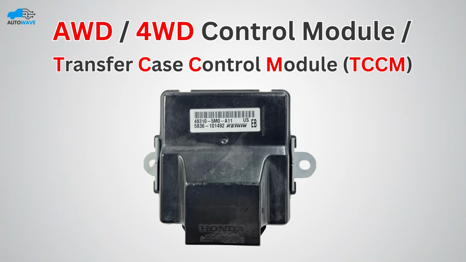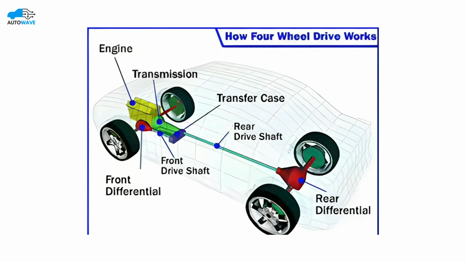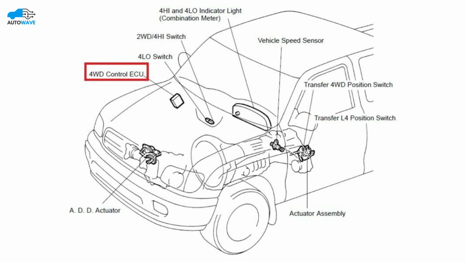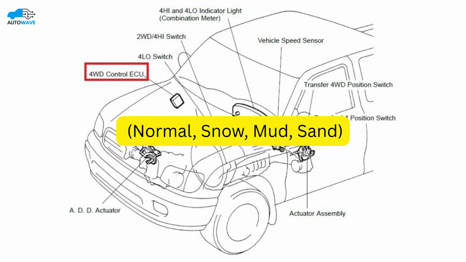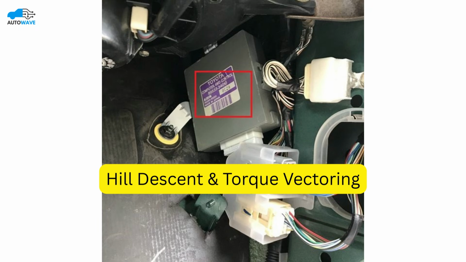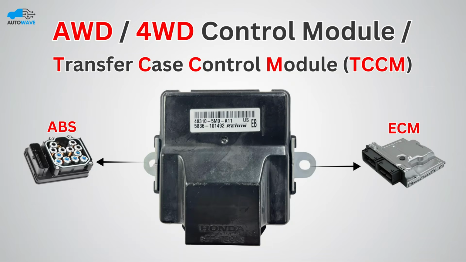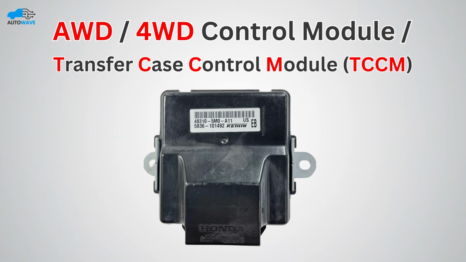All-wheel drive, AWD, or four-wheel drive, 4WD, control module, also called Transfer Case Control Module, TCCM, controls all functions of the all-wheel drive or four-wheel drive system, distributing torque between front and rear axles, changing drive modes, normal, snow, mud, sand, handling advanced features like hill descent and torque vectoring, and coordinating with ECM and ABS to make the system work smoothly. All these are the responsibilities of the TCCM, that is, Transfer Case Control Module.